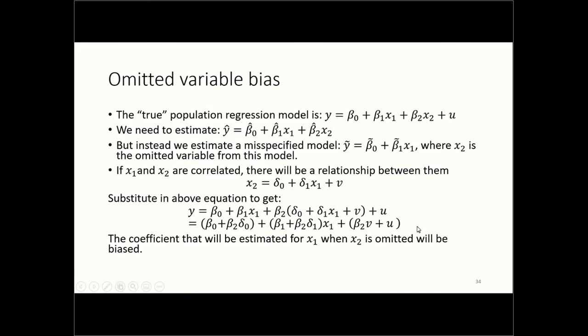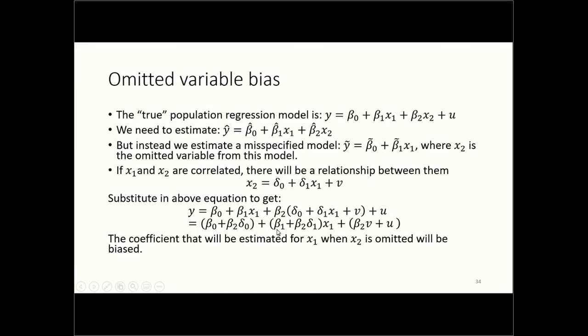So effectively, if the true model incorporates x2, but I forget to include it and I estimate a model without x2, I'm effectively estimating the model here, where all of these other coefficients are still in the model, even though x2 is not included. So the coefficient that would be estimated for x1 is this coefficient here. It's not going to be beta 1 as we saw before. So when x2 is omitted, this will be the estimated coefficient for beta 1, and it will be biased.